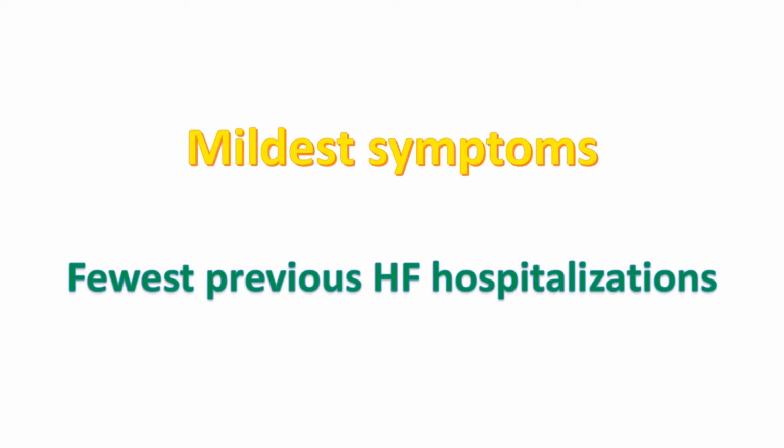They had the mildest reported heart failure symptoms and fewest previous heart failure hospitalizations. The Penn heart failure study was a prospective cohort of 1,821 chronic heart failure patients recruited from tertiary heart failure clinics. They defined heart failure with recovered ejection fraction if ejection fraction on enrollment was 50% or more, but prior ejection fraction was less than 40%.